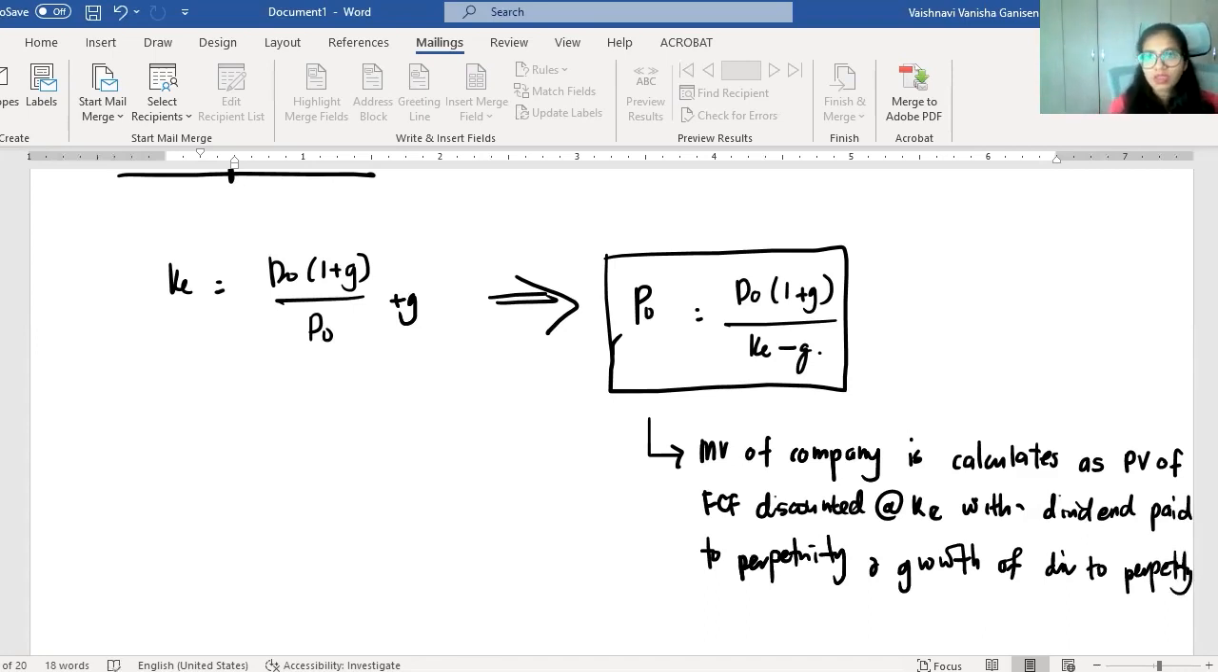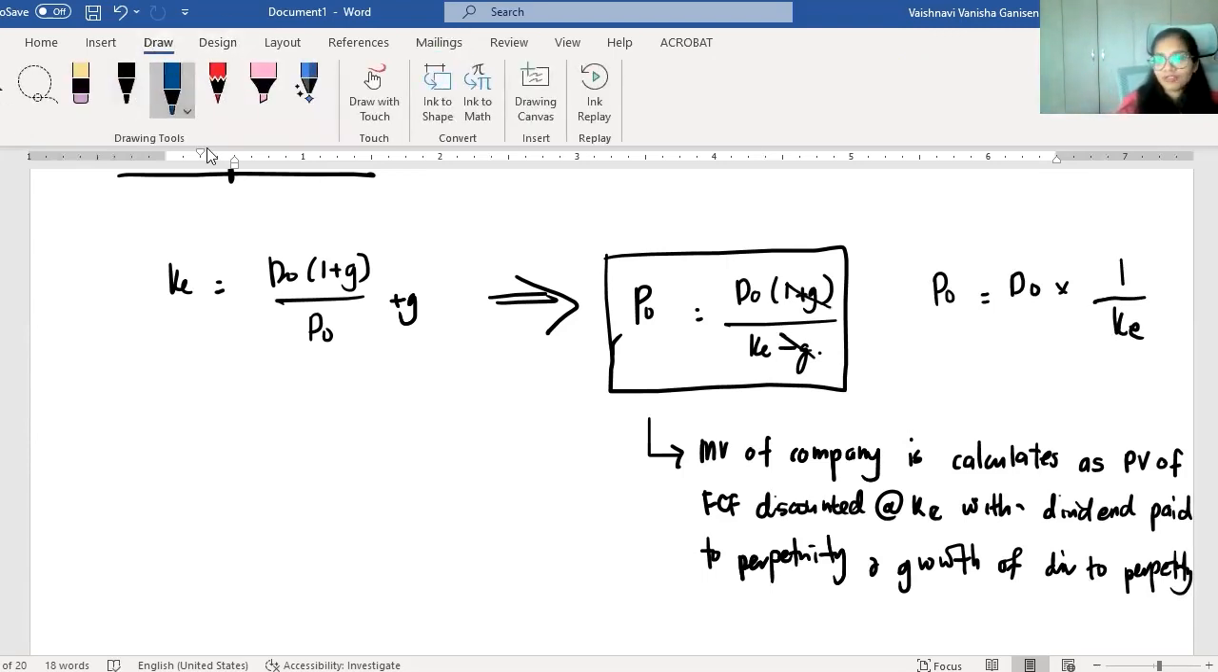perpetuity. Okay, so if I want to rewrite this formula, it will look like this. P0 equals D0, and I'm going to assume there is no growth, just to make this formula easier for you, D0 multiplied by 1 over KE. So is this formula familiar? I think it should be familiar.